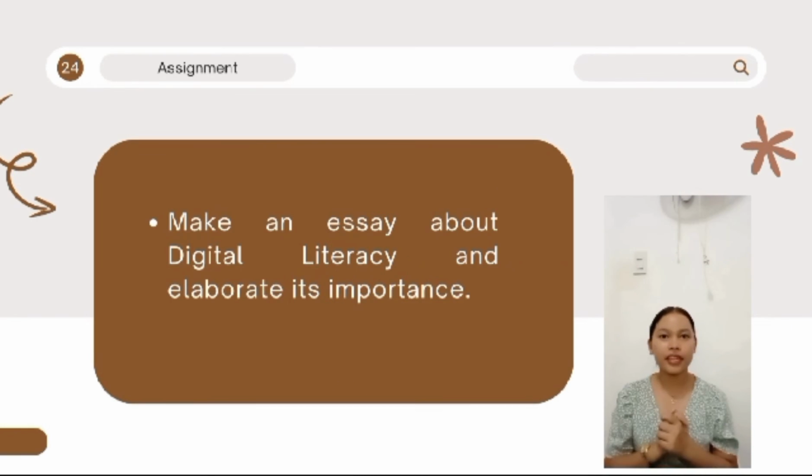Now, let's have an assignment. So, your assignment, class, is you have to make an essay about digital literacy and elaborate its importance.